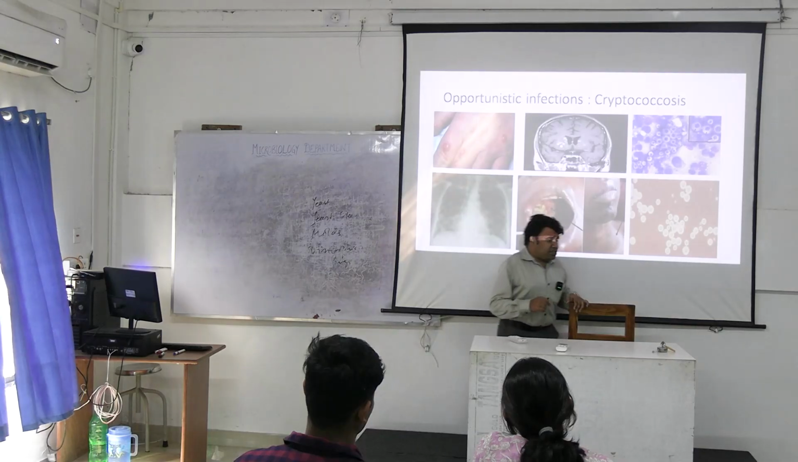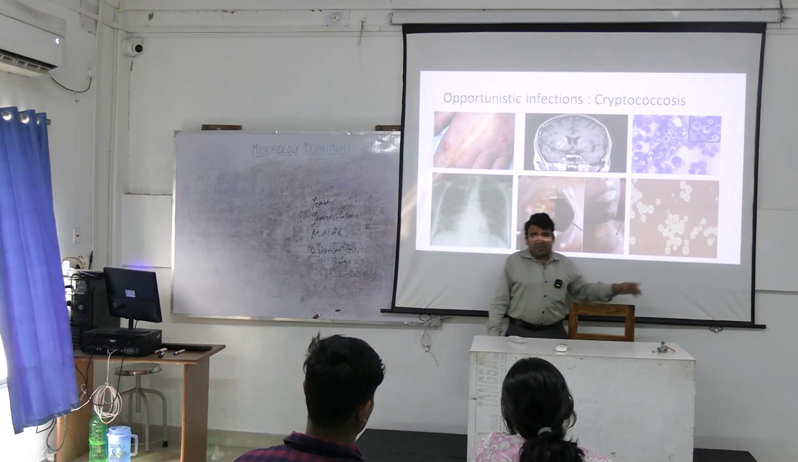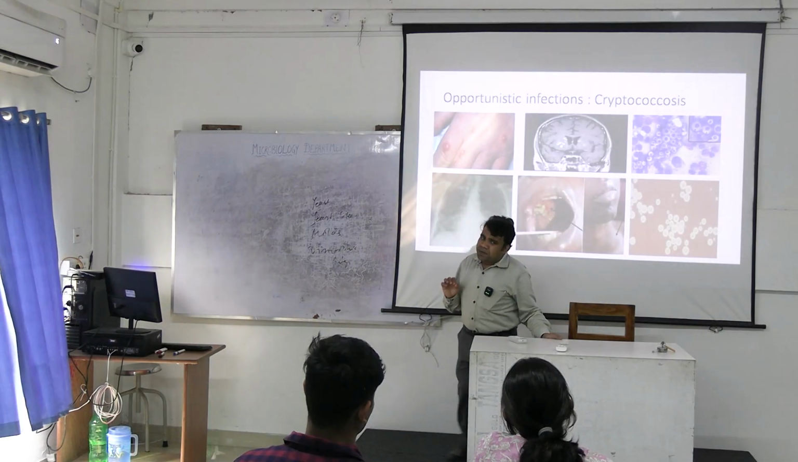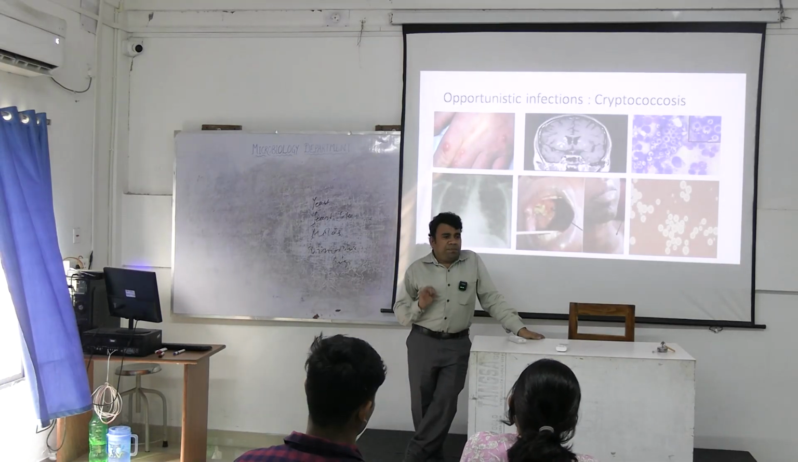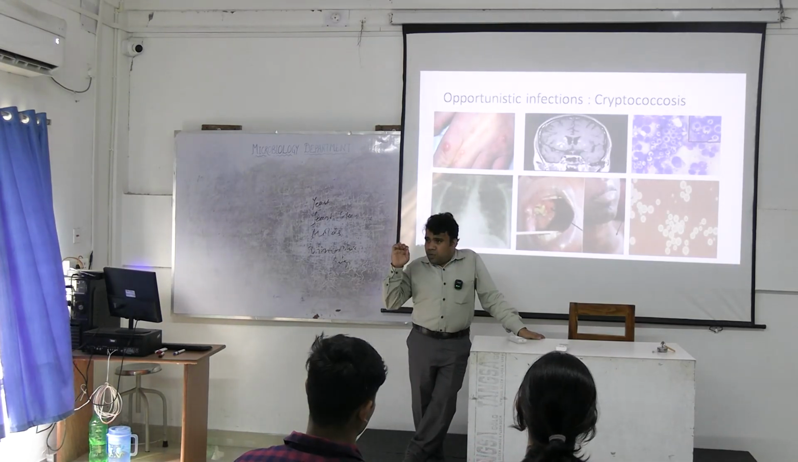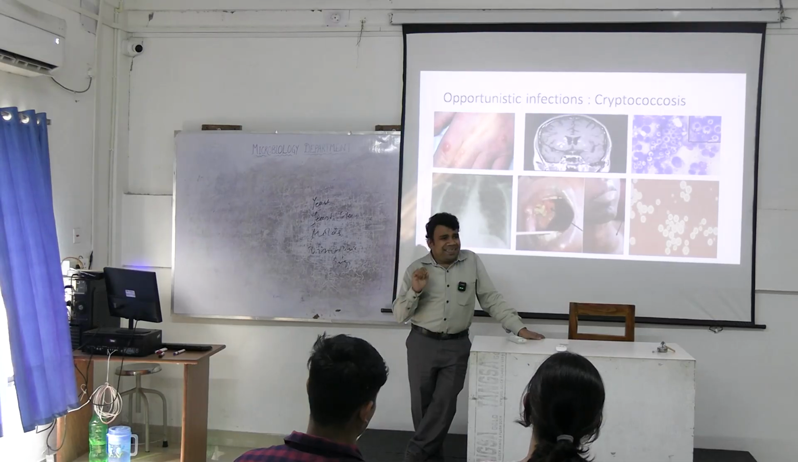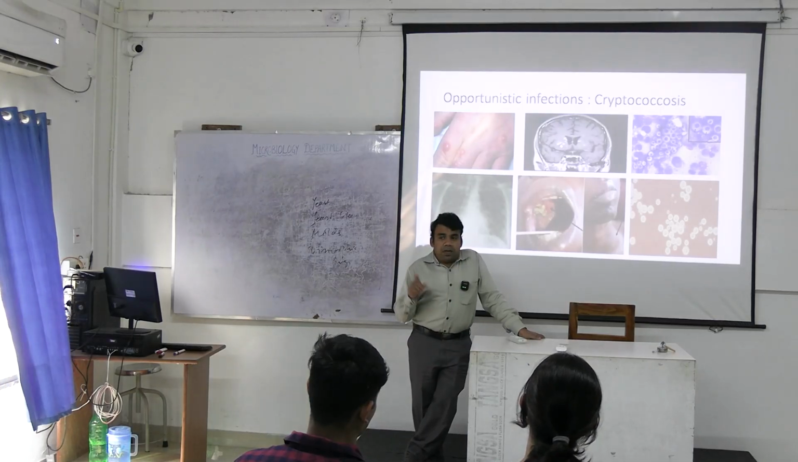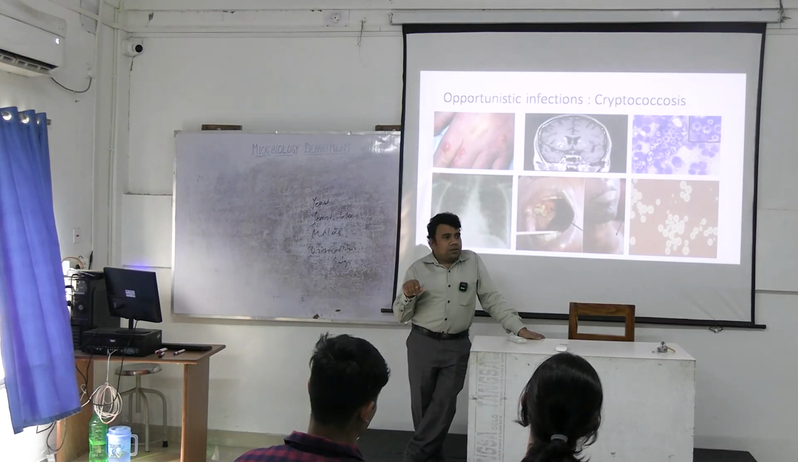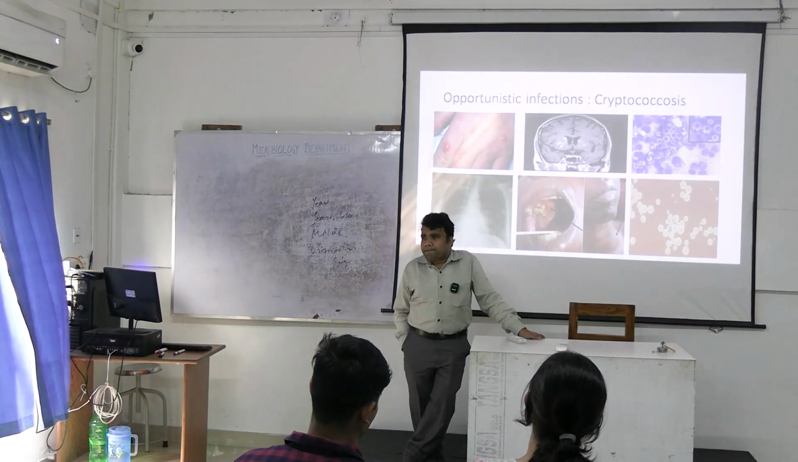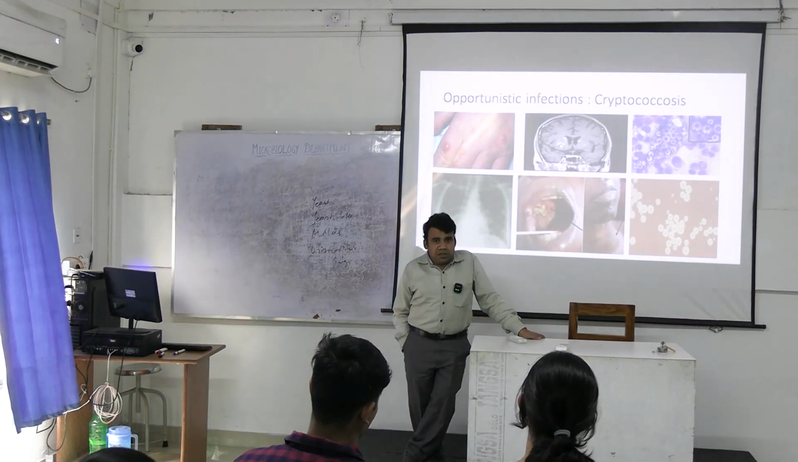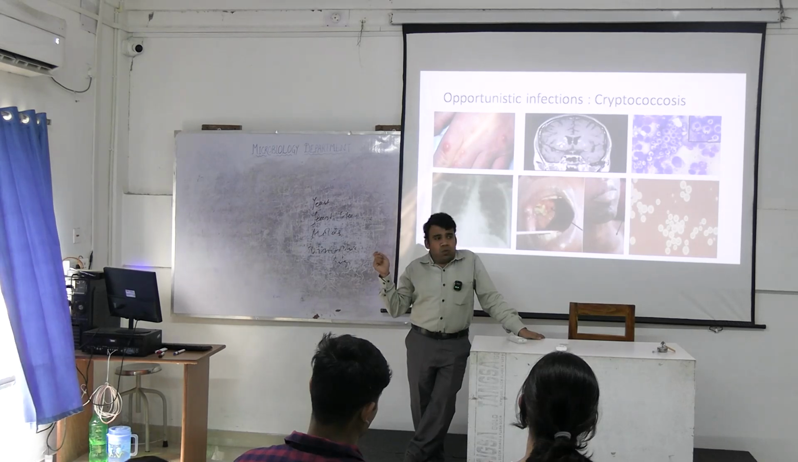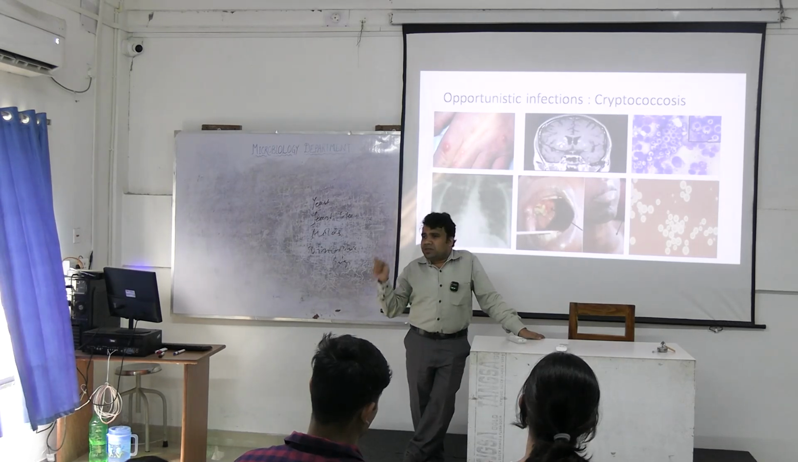Now, what is this India ink staining? India ink is a negatively charged pigment. That means whatever the pigment material present in the India ink, they have a negative charge. The fungus has a capsule. What is this capsule made up of? Polysaccharides. They are also negatively charged. Hence, the pigments would not get deposited on the capsule itself.